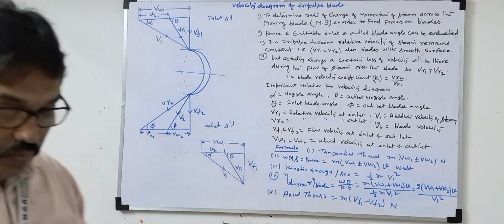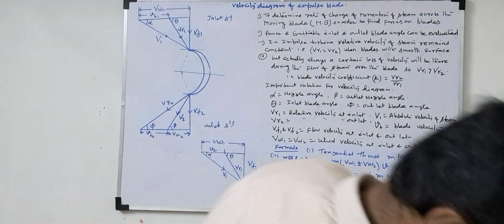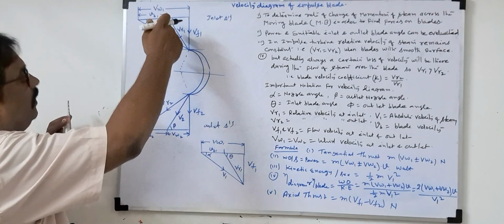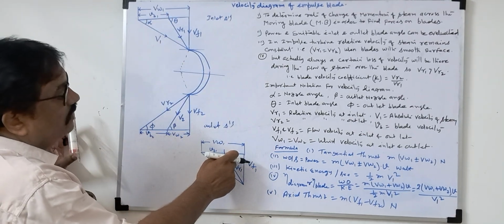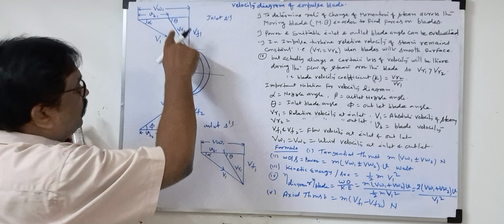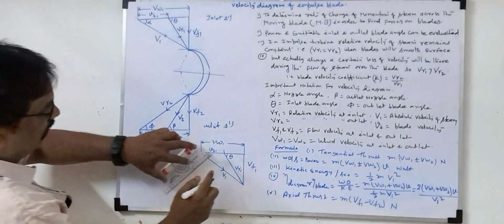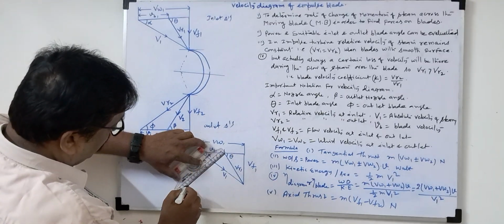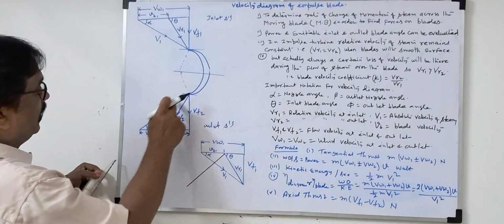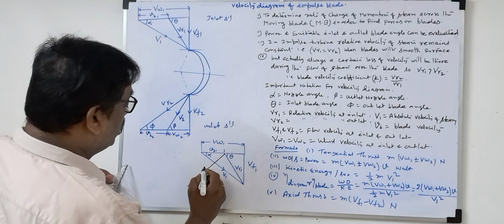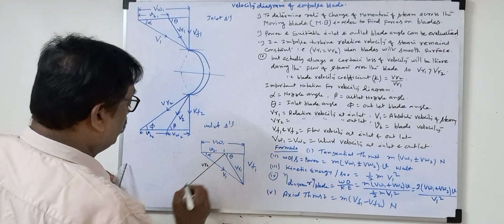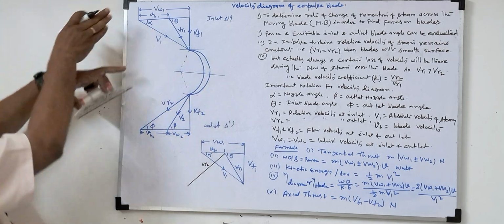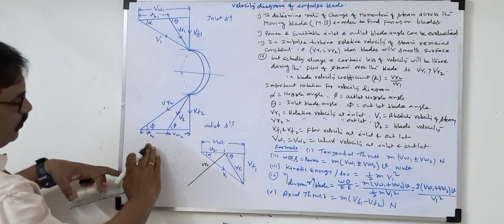Now we'll combine the outlet triangle here. Now you look here, theta is the inlet blade angle. Then the outlet blade angle will come here. This is called the outlet blade angle, we draw this here. So this is VR1, and this is VR2. How to combine this? Actually this angle, you invert it and keep it here. Inverted, that is all we are going to do.